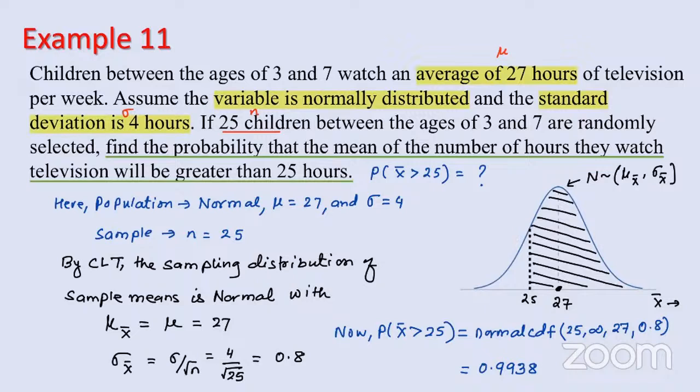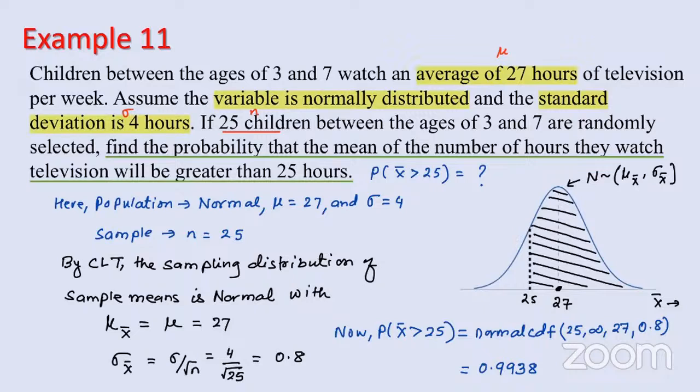So one more time, you can see that this problem is based on the sampling distribution of sample means. That's why we have the mean along the x-axis. We use the central limit theorem. We found the mean and the standard deviation, used that information in the diagram, and we got the probability that the average number of hours they watch television per week is greater than 25 is 99%. So it looks like 99% of the children in that age group, according to that research, watch television for more than 25 hours per week. It's too much, right? Yeah.